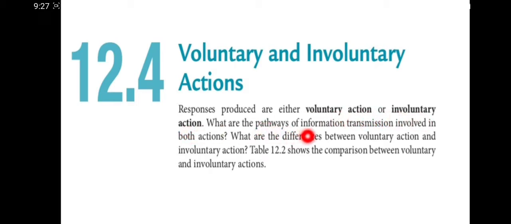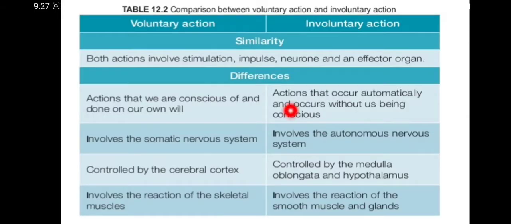What are the pathways of information transmission involved in both actions, and what are the differences between voluntary and involuntary action? This is a comparison between them. The similarity is that both actions involve stimulus, impulse, neuron, and effector organ. The differences: voluntary action is an action that we are conscious of and done on our own will. Okay, kita sedar dan kita sendiri yang on our own will. Manakala involuntary action occurs automatically and without us being conscious. Tanpa kita sedar dia berlaku.